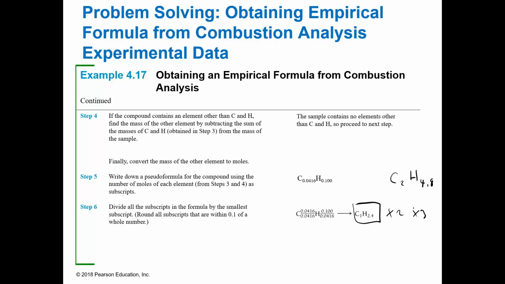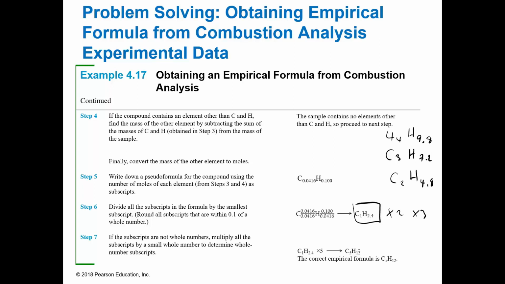Then you multiply that by 3 and you get C3H7.2. You're looking for something whole. Then you do this with 4, and you end up with C4H9.8. And you do that with 5, and then bingo, you get a result. If you do that by 5, you get C5H12. Okay? So this is your empirical formula. You don't know the molecular formula. This is just the empirical formula.